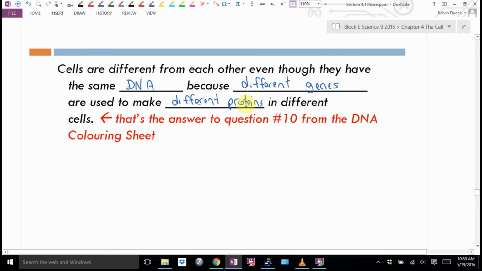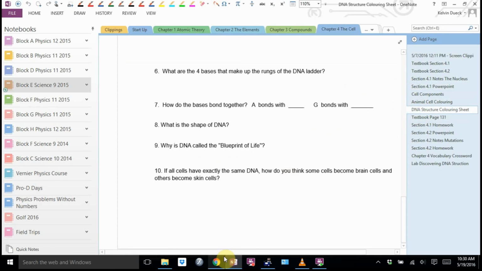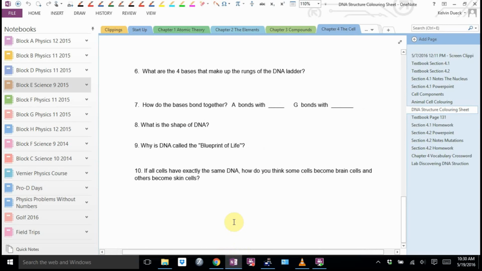Okay, sorry. That's the answer, by the way, the DNA coloring sheet. That's the answer to question number 10 from that DNA coloring sheet. So question number 10 said, if all cells have exactly the same DNA, how do you think some cells become brain cells and others become skin cells? Because different genes are activated or turned on and off, different proteins are created, and you're made of protein. So the right proteins become a brain cell. The right proteins become a heart cell.